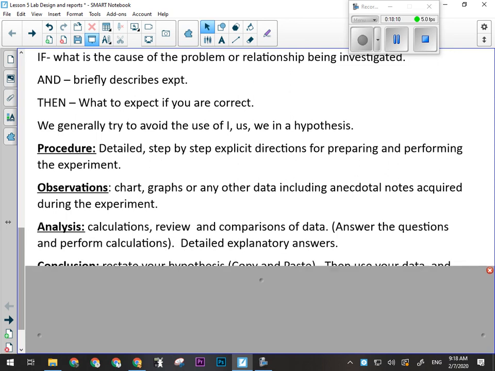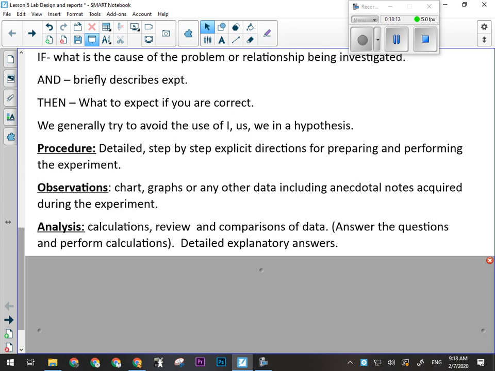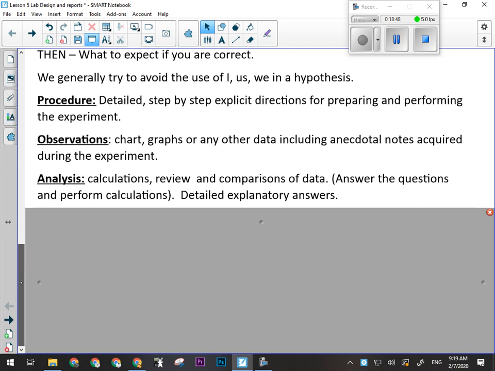For your analysis, that's going to be where maybe some calculations are done, if it's a type of lab where you've done mathematical measurements, where you're going to review and compare your data. So looking at what happened when I mixed these two things, it exploded. When I mixed these two things, absolutely nothing happened. Why would that be? You're analyzing those. For most of the time, that's going to be answering questions and performing the calculations I ask you to do. And then detailed explanatory answers are required. Yes and no are not detailed explanatory answers. Make sure you have complete sentences there, talking about what's going on.